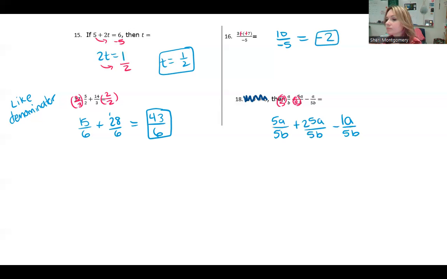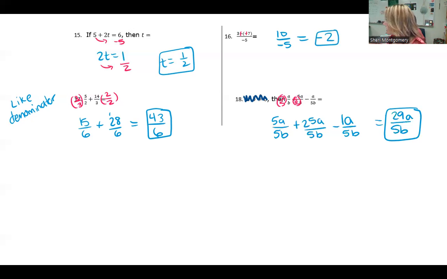You want to do the last one? No, because it already has 5b. Oh, yeah. So now we have a like denominator. We can put them all together. My denominator is going to stay 5b. And then I just need to add across the top. So I have 5 plus 25 and then minus 1. So 5 plus 25 is 30. 30 minus 1 is 29a on the top over b. Does that reduce at all? No. No.